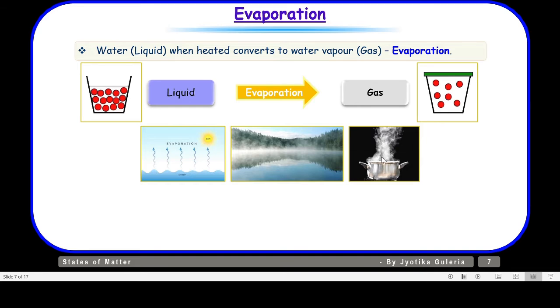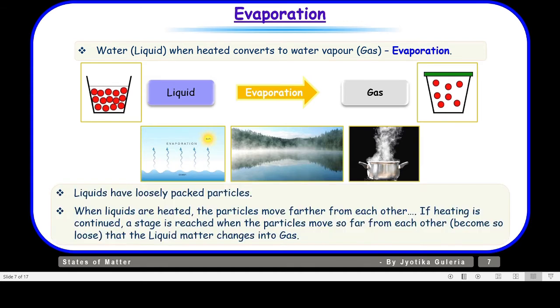When the water is heated, it gives rise to steam, that is the water vapor. And water vapor is the gaseous form of water. And in nature as well, continuous evaporation is taking place from the surface of the water because of the heat of the sun. So, liquids have loosely packed particles.